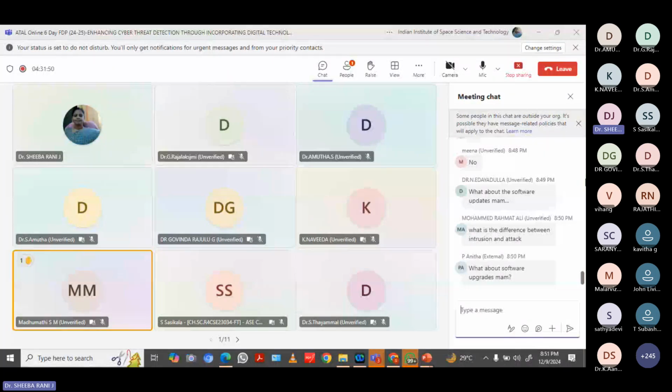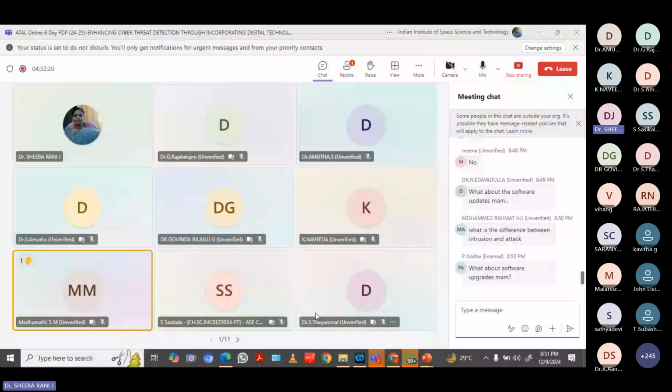So what about software upgrades? Everywhere when you are upgrading, it is not that all the time we will have Trojans, right? One way is that sometimes there may be Trojans, viruses, worms, based on the applications we have.